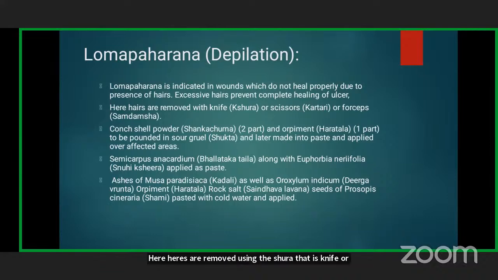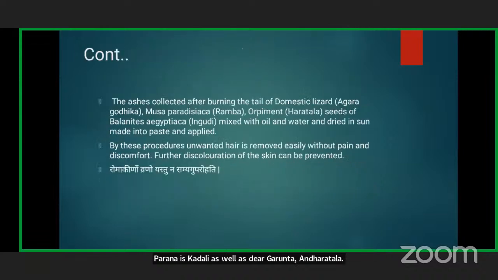Conch shell powder, haratala, that is shankha churna, haratala, to be powdered in shukta and later made into a paste and applied over the affected area. Apart from this, ballataka taila along with snuhi kshira can also be applied. One more recipe told for Lomapaharana is kadali as well as dirgha runta and haratala, saindhava lavana, seeds of shami pasted with cold water and applied.